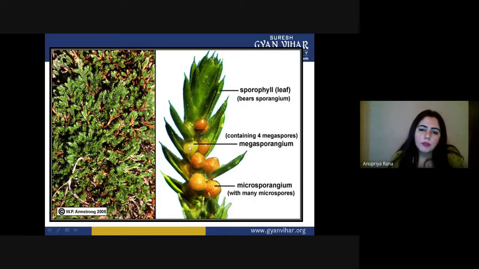Most of the time, megasporangia are laterally present. Microsporangia are present on the central axis, and megasporangia are present in a sideward manner.